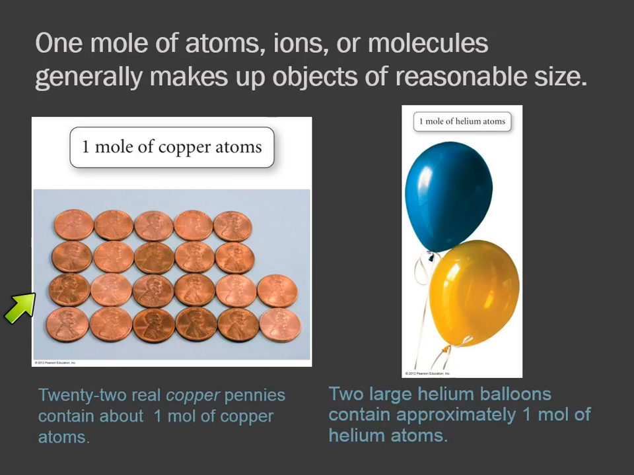So here we have a picture of 1 mole of copper atoms. It would be that many pennies. You could hold that in your hand, right? It's a reasonable quantity to deal with, large enough that we can see and weigh and manage it, but not so big that it's awkward. 2 helium balloons would contain about 1 mole, 6.022 times 10 to the 23rd helium atoms. So reasonable quantities. And that's why this unit is the size that it is.